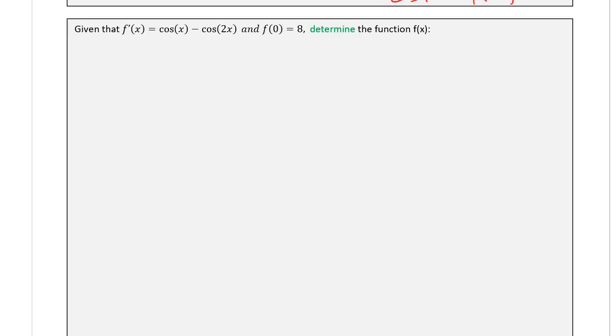Okay, one last one, guys, and then we'll get on to some revision or some practice for you guys. Given that f dash of x equals cos x minus cos 2x, and at x equals 0, the function is equal to 8, determine my original function. So this one's easy. My original function f of x is going to equal the integral of cos of x minus cos of 2x dx, because we're differentiating with respect to x.